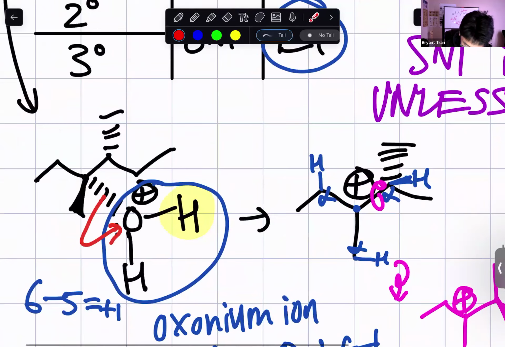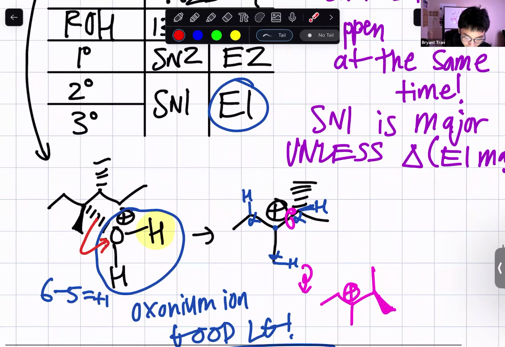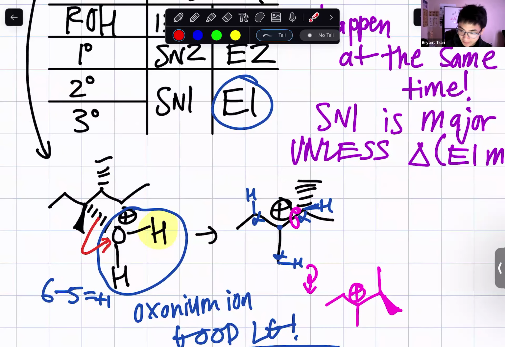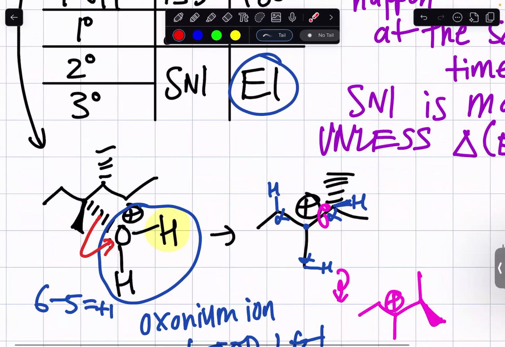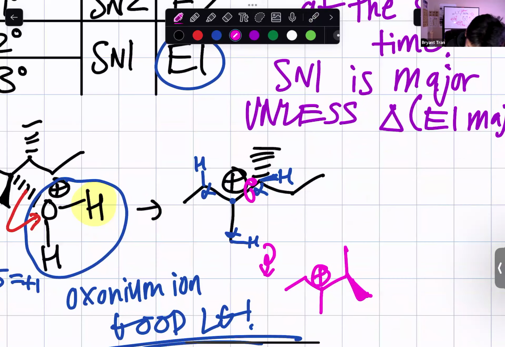Actually, I'll go over how to assign R and S with you in the session tomorrow, because this one is coming to an end here. But this right here is actually an ethyl group. I forgot to add that group right there, but that's actually an ethyl right here.